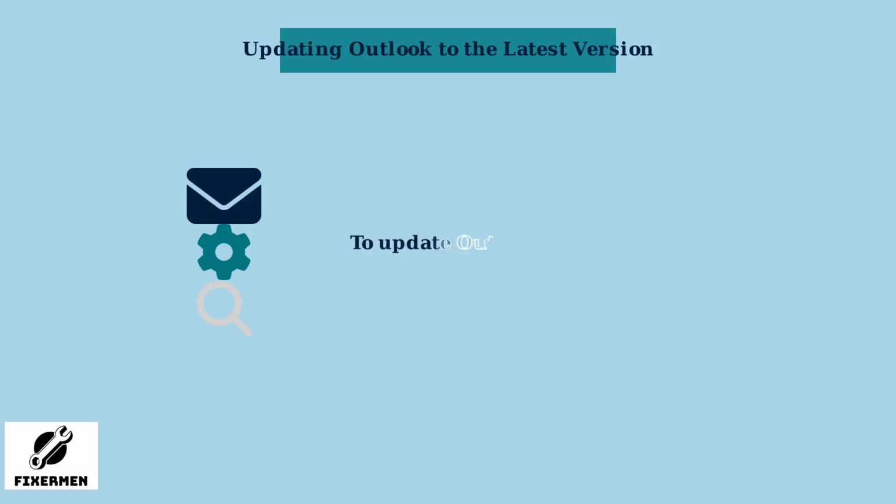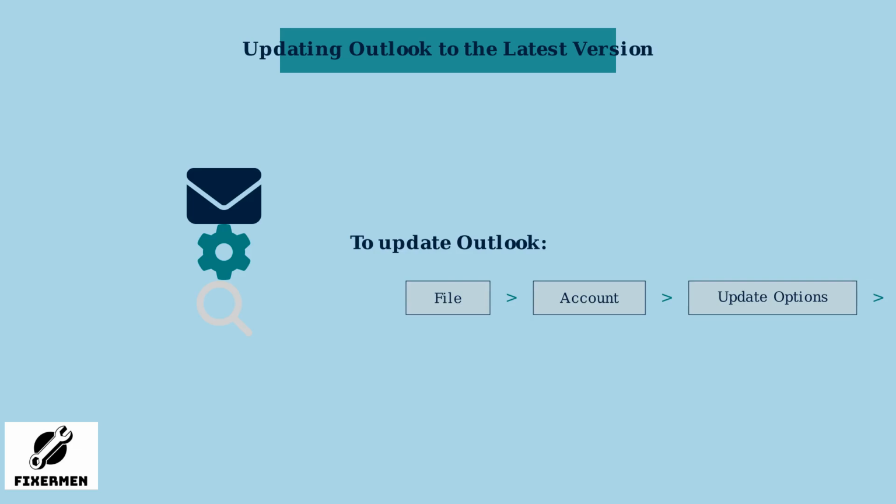To check for updates in Outlook, navigate through the menu, go to File, then Account, then Update Options, and finally select Update Now. This will check for and install any available updates automatically. Running the latest version helps maintain Outlook's search functionality.